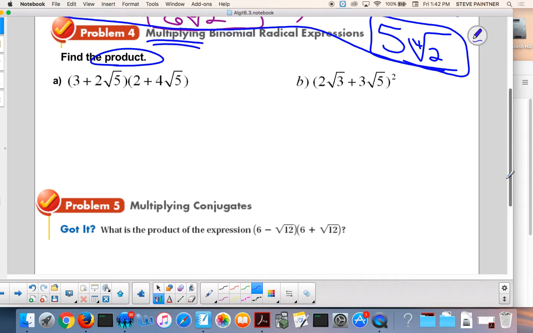It is a binomial times a binomial. How do you take a binomial times a binomial? FOIL. Go ahead. I shouldn't have to do it for you. FOIL this times this and see what you get. First, outer, inner, last.